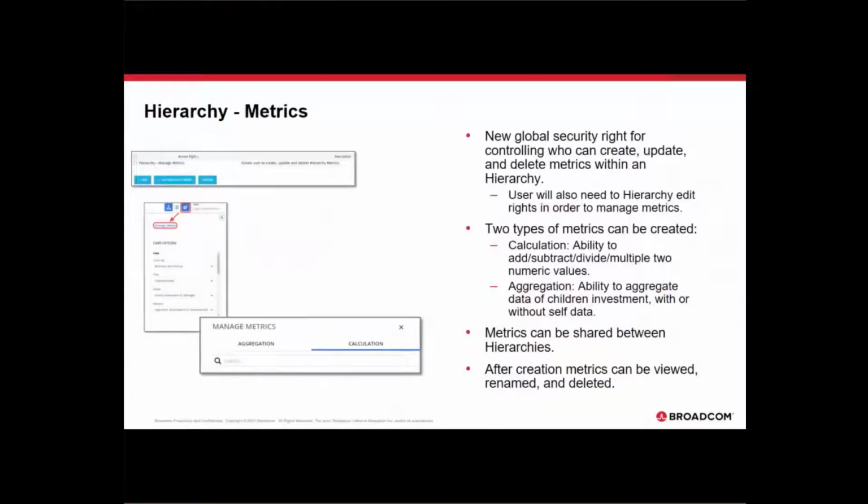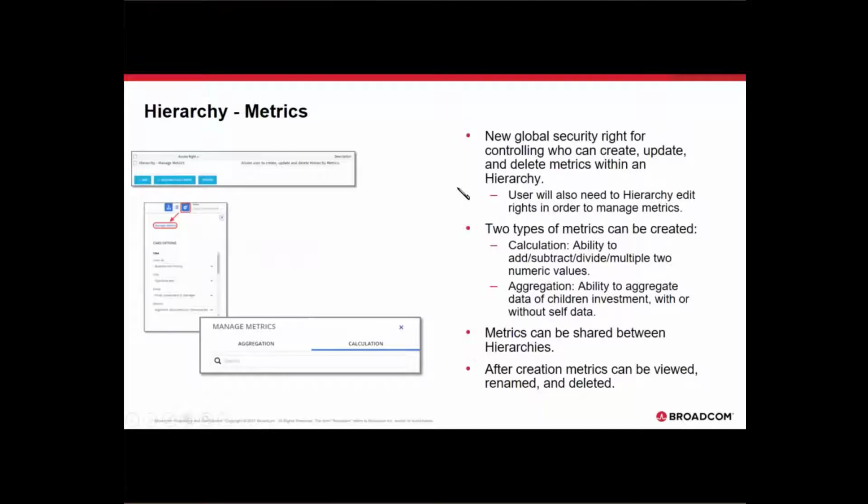Within hierarchy, I can define metrics. And the way the metrics works is, first, I need to have a new global right that will need to be assigned in order for me to be able to define metrics. This new global right is called the hierarchy manage metrics. Once I have this right, I can then define metrics within my hierarchy.